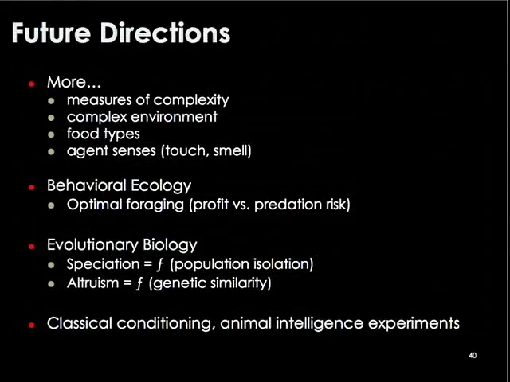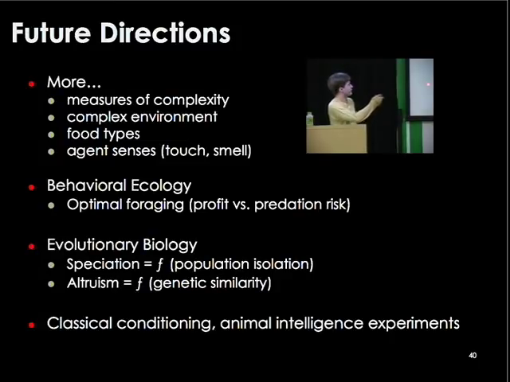So these are the future directions we're taking Polyworld into, predominantly making the world more complex and then coming up with more measures of complexity for studying it. So in short, more measures of complexity. There are still four or five more that we haven't looked into yet.